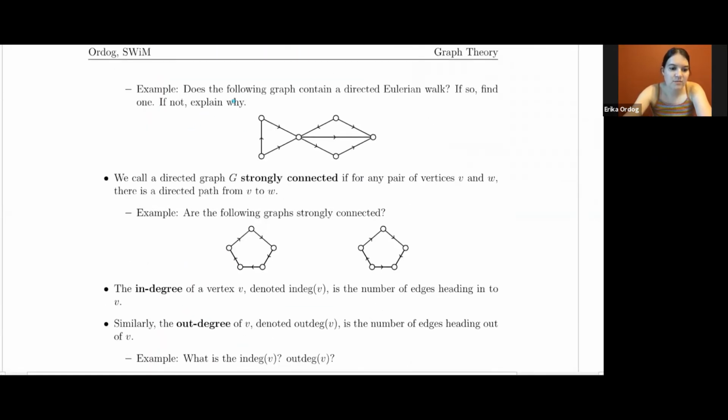So let's look at this example. Does this graph contain a directed Eulerian walk? If so, find one, and if not, explain why. So pause the video and try to figure that out.